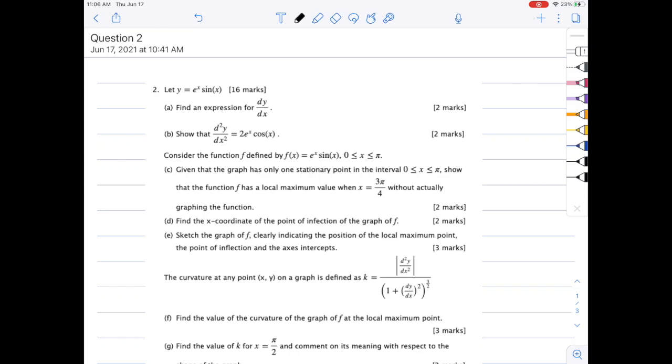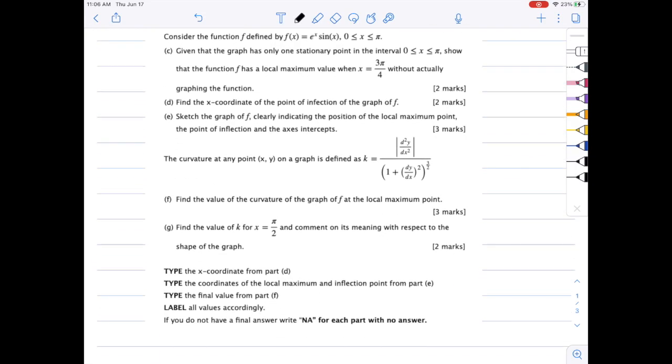Okay, so this is question number 2. Question number 2 starts with y equals e to the power of x times sine x. They define a function. Part A says find an expression for dy by dx. Okay, so this one's not so bad.